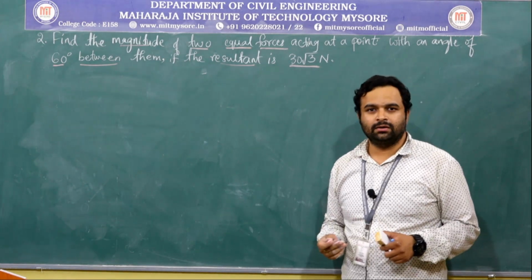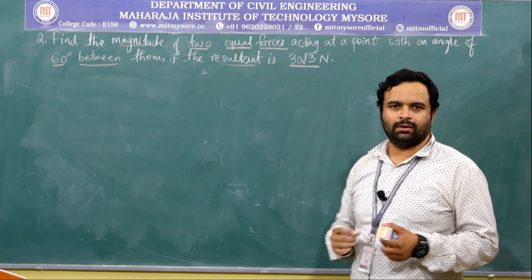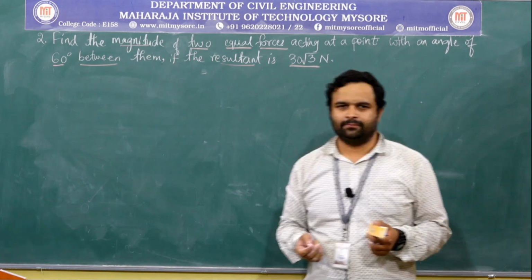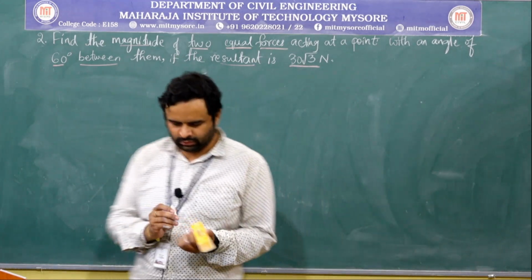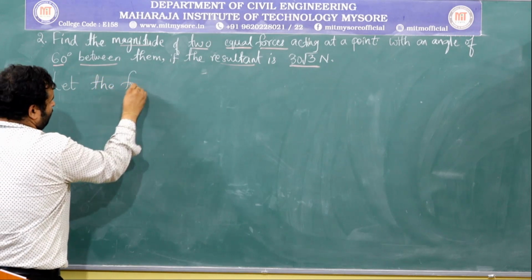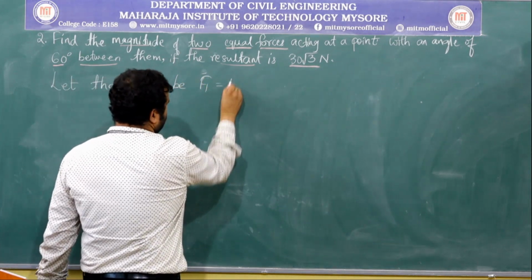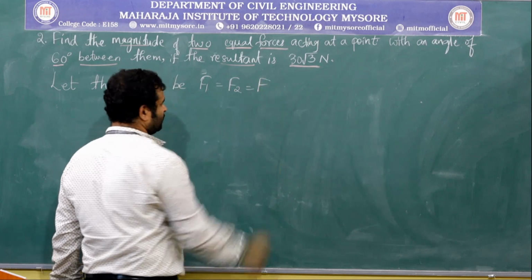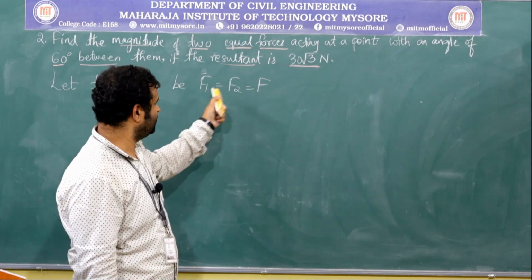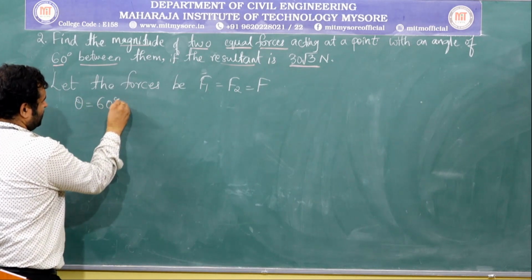In this problem, we have the resultant R, but we need to find the values of F1 and F2, which are said to be equal. So, here F1 is equal to F2 is equal to F. So, let the forces be F1 equals to F2 equals to F. Because the forces are equal, let the forces be F1 equals to F2 equals to F, and theta is the angle between the two forces.